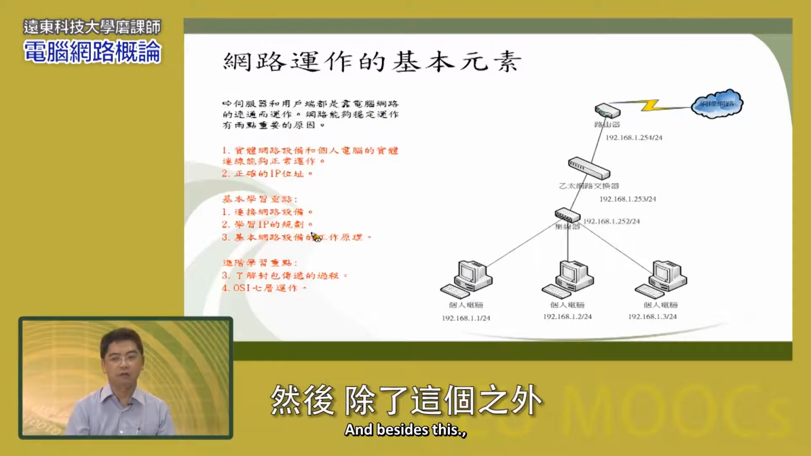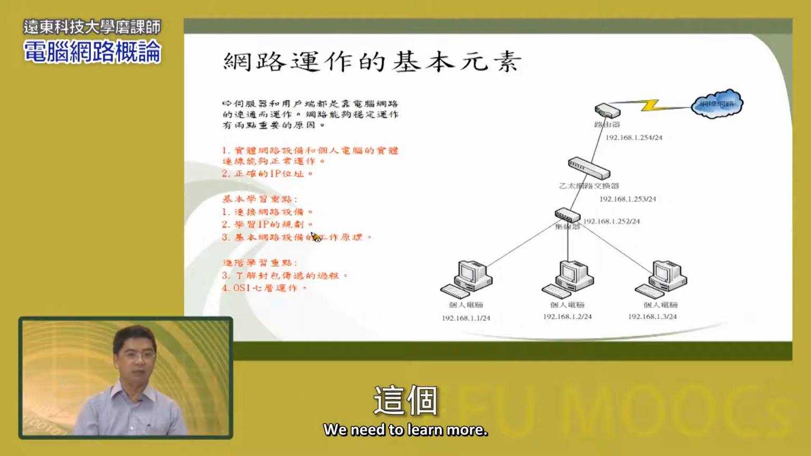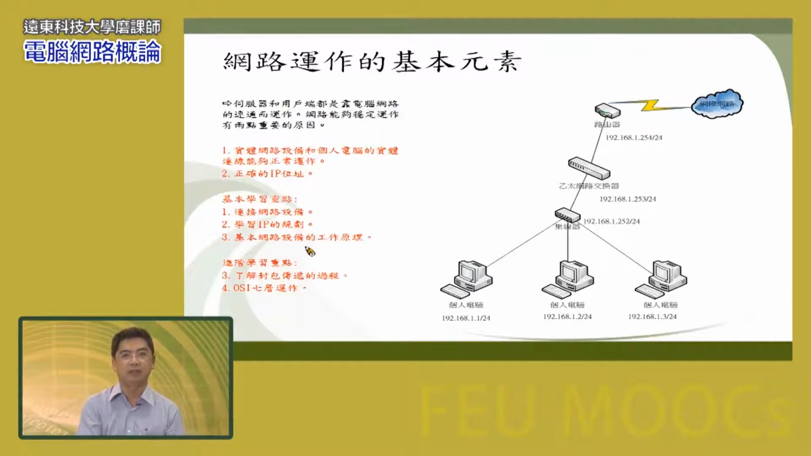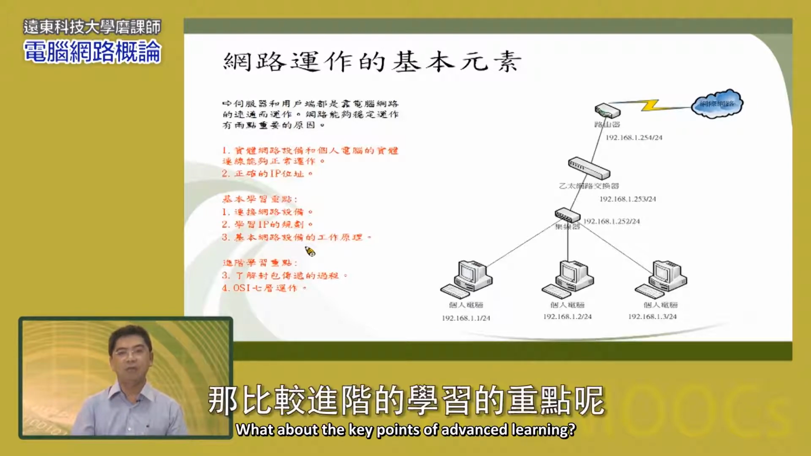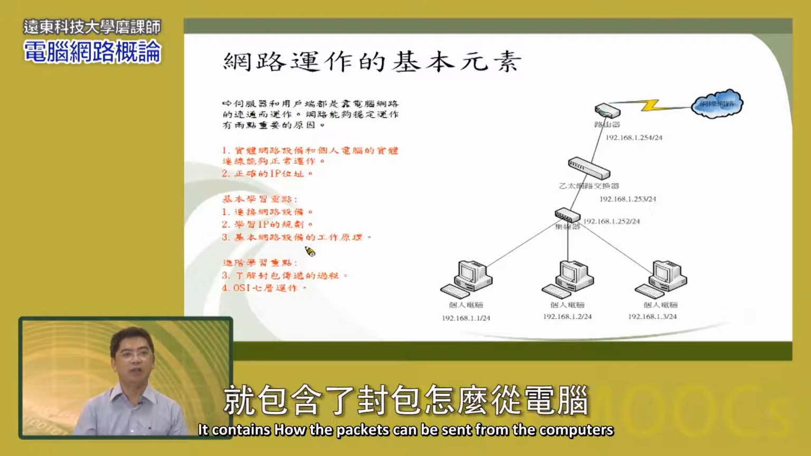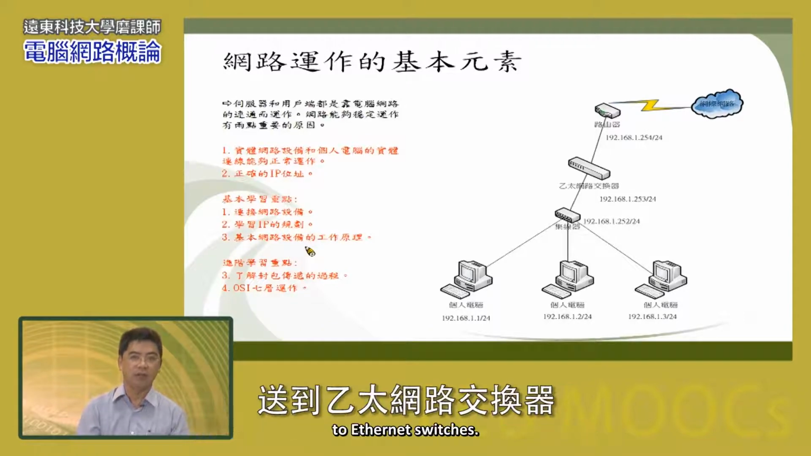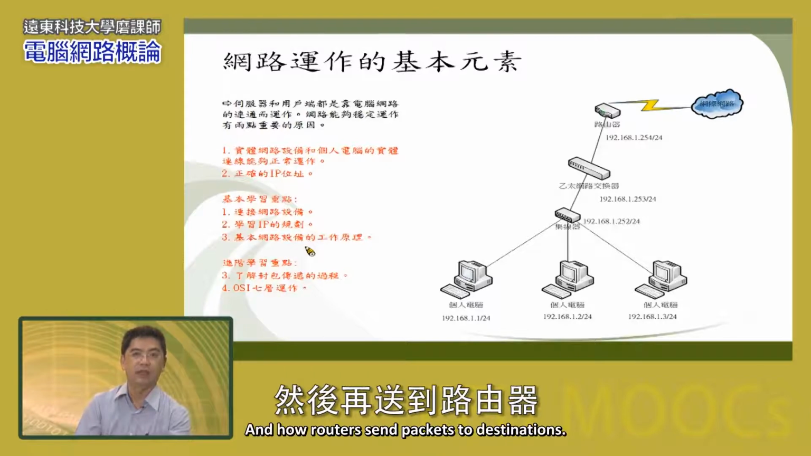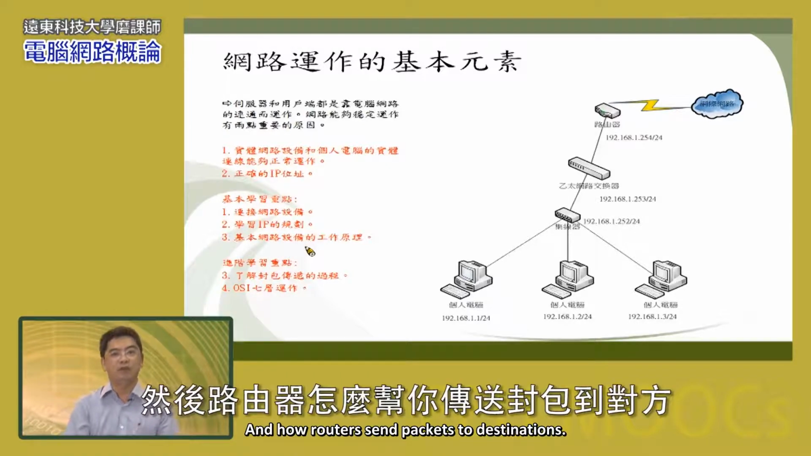And besides this, we need to learn more: how these network devices work. What about the key points of advanced learning? It contains how the packets can be sent from the computers to Ethernet switches and to routers, and how routers send packets to destinations. This is one topic.